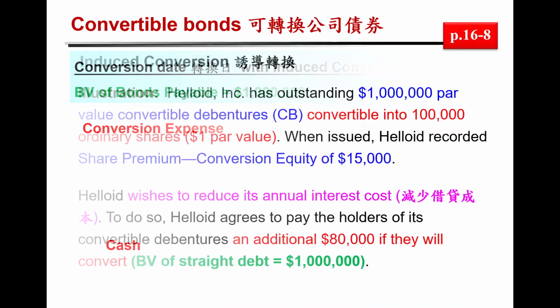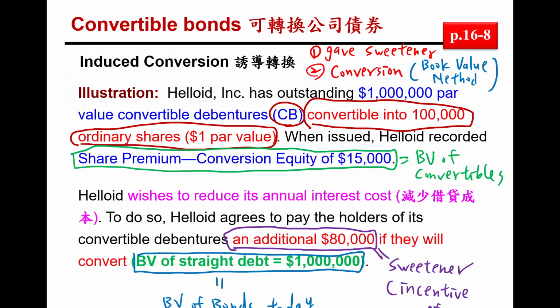The book value right now is convertible book value, $15,000. Bonds book value is $1 million. Convert into shares. How many shares? 100,000 shares. Par value $1.